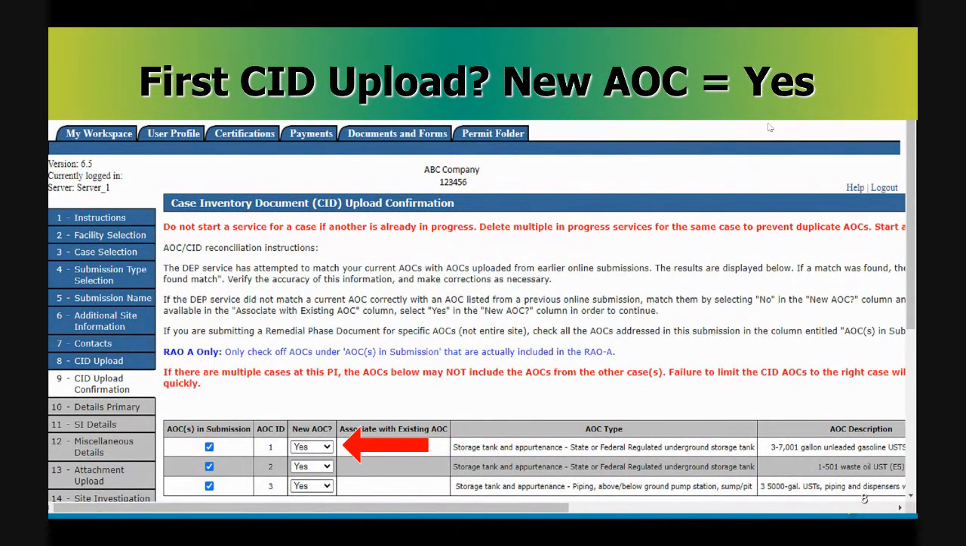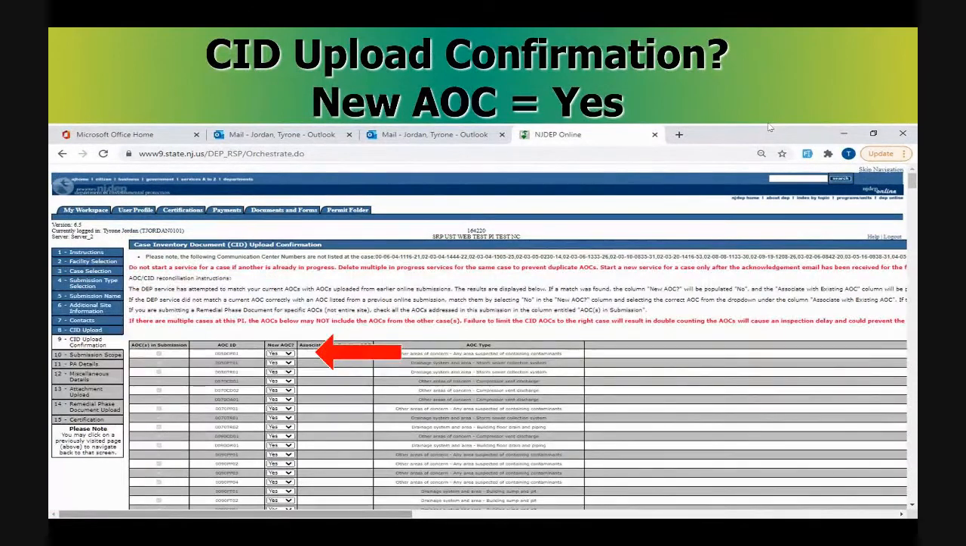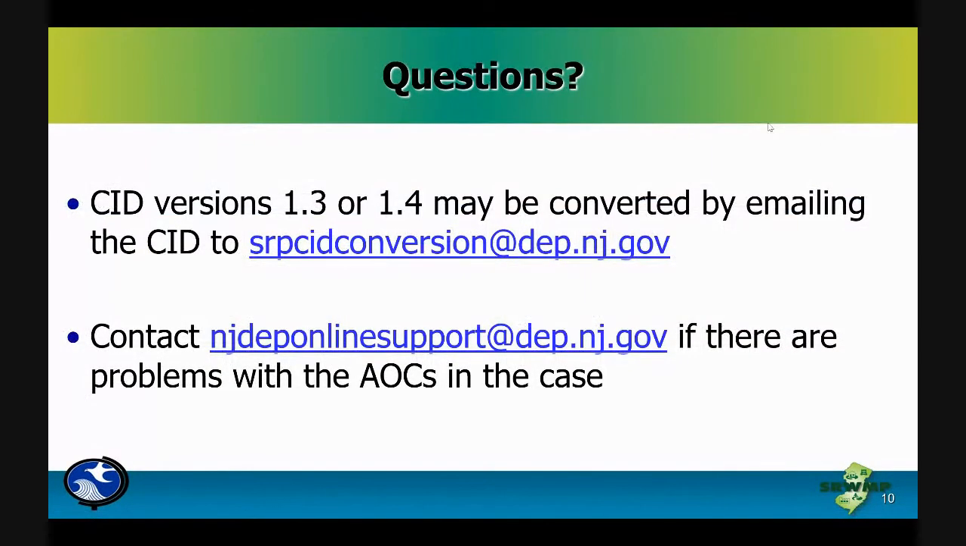Another question that we get is, after you've uploaded that SID to the portal, you'll see that new AOC will be populated yes. You want to keep that as yes. That comes up frequently. Just think of it as new to the system. Yes, it's new to the system. Once you encounter the SID upload confirmation again, you'll see the warning messages about the comm center numbers or incident numbers. But again, new AOC equals yes.